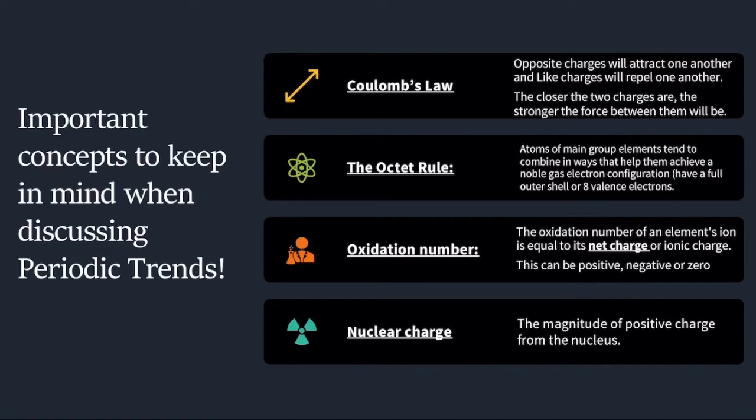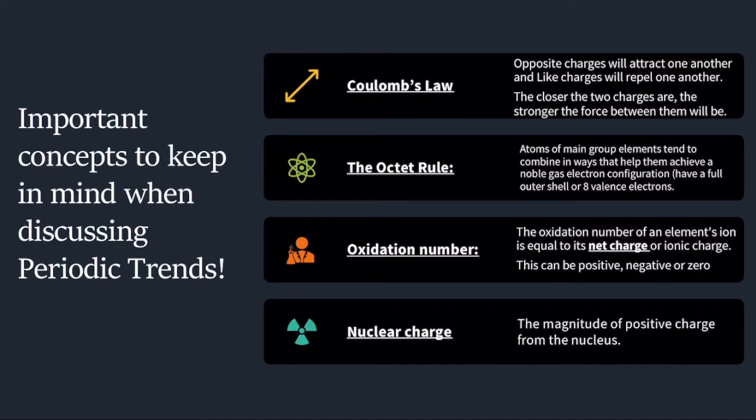Before we talk about the trends themselves, we just want to make sure that we understand a few concepts. Coulomb's law is something that we've discussed in class before, but we've never actually called it Coulomb's law. It describes the fact that opposite charges are going to be attracted to one another and like charges are going to repel each other.